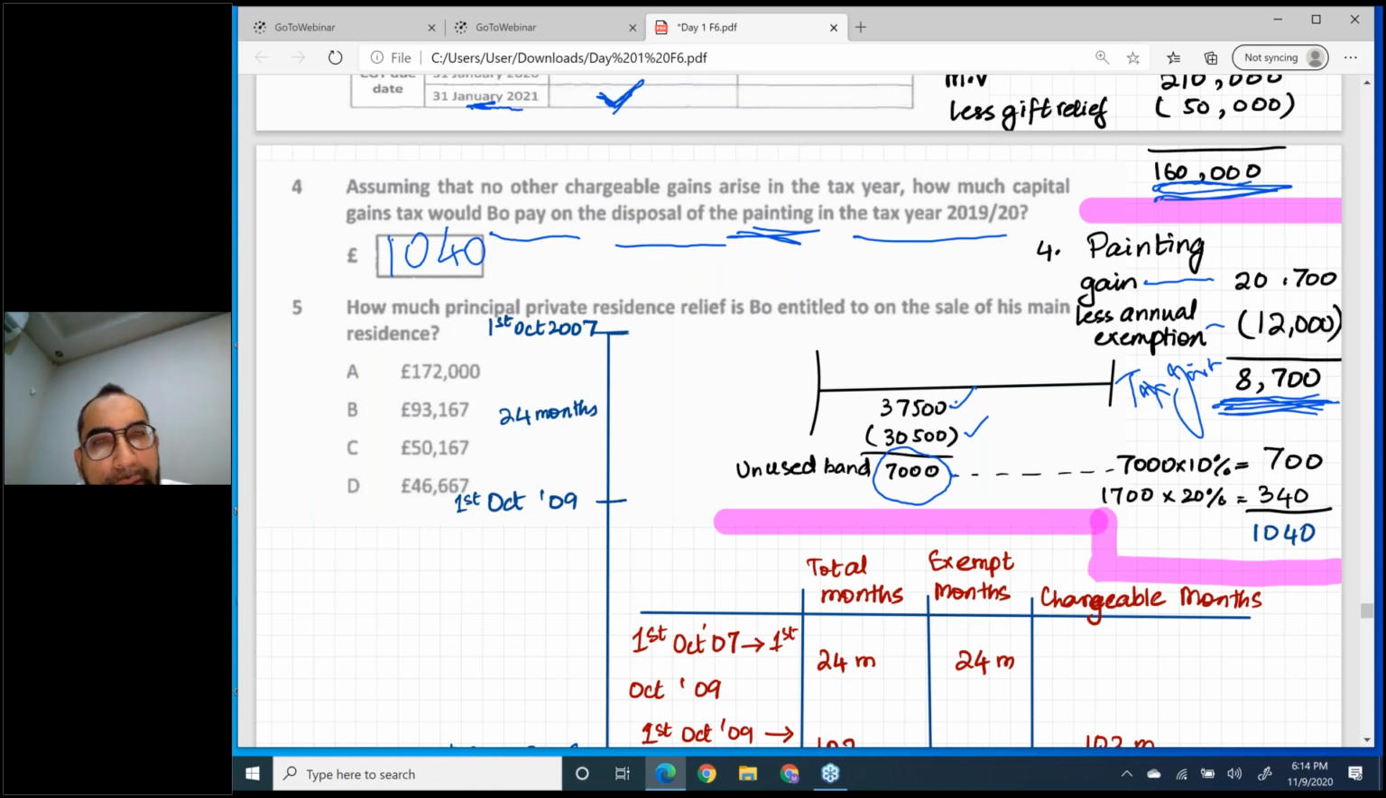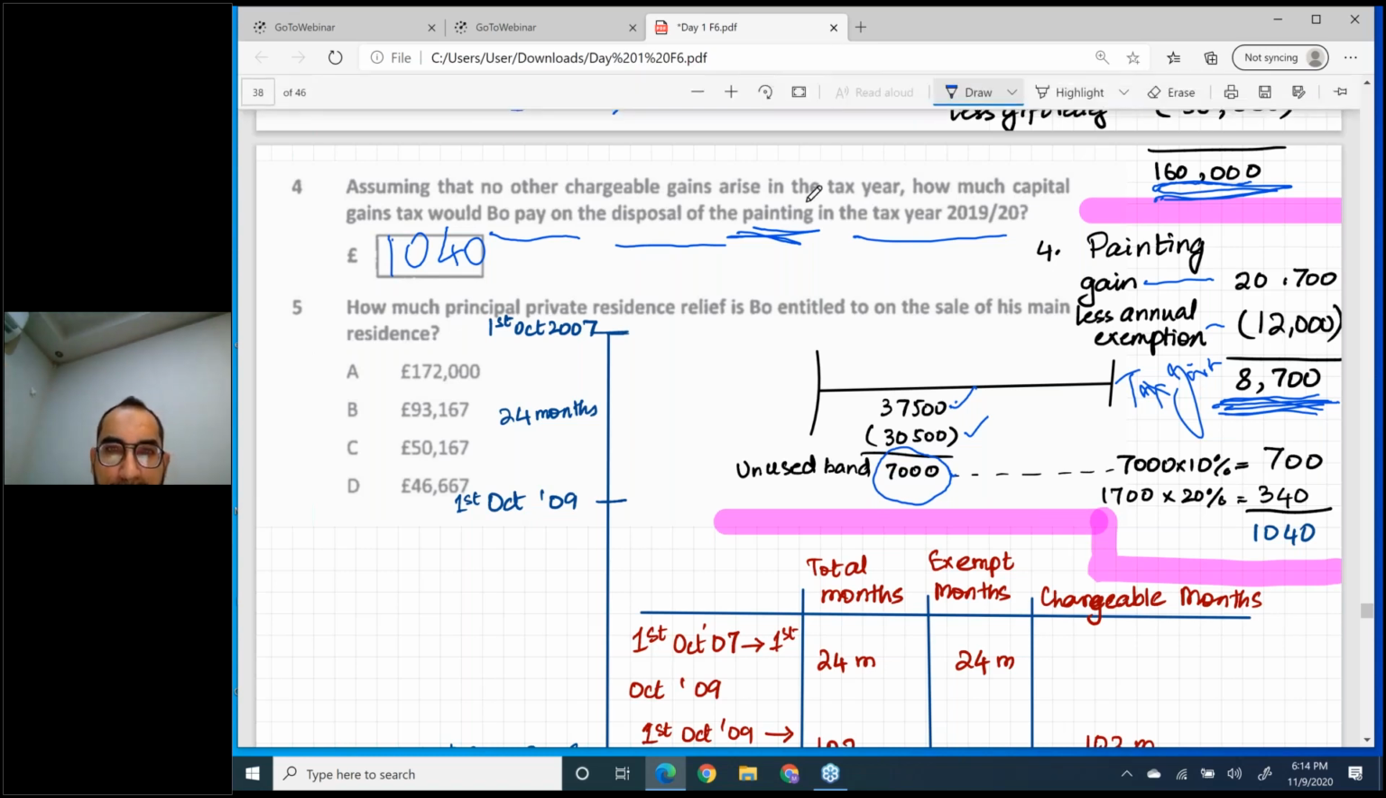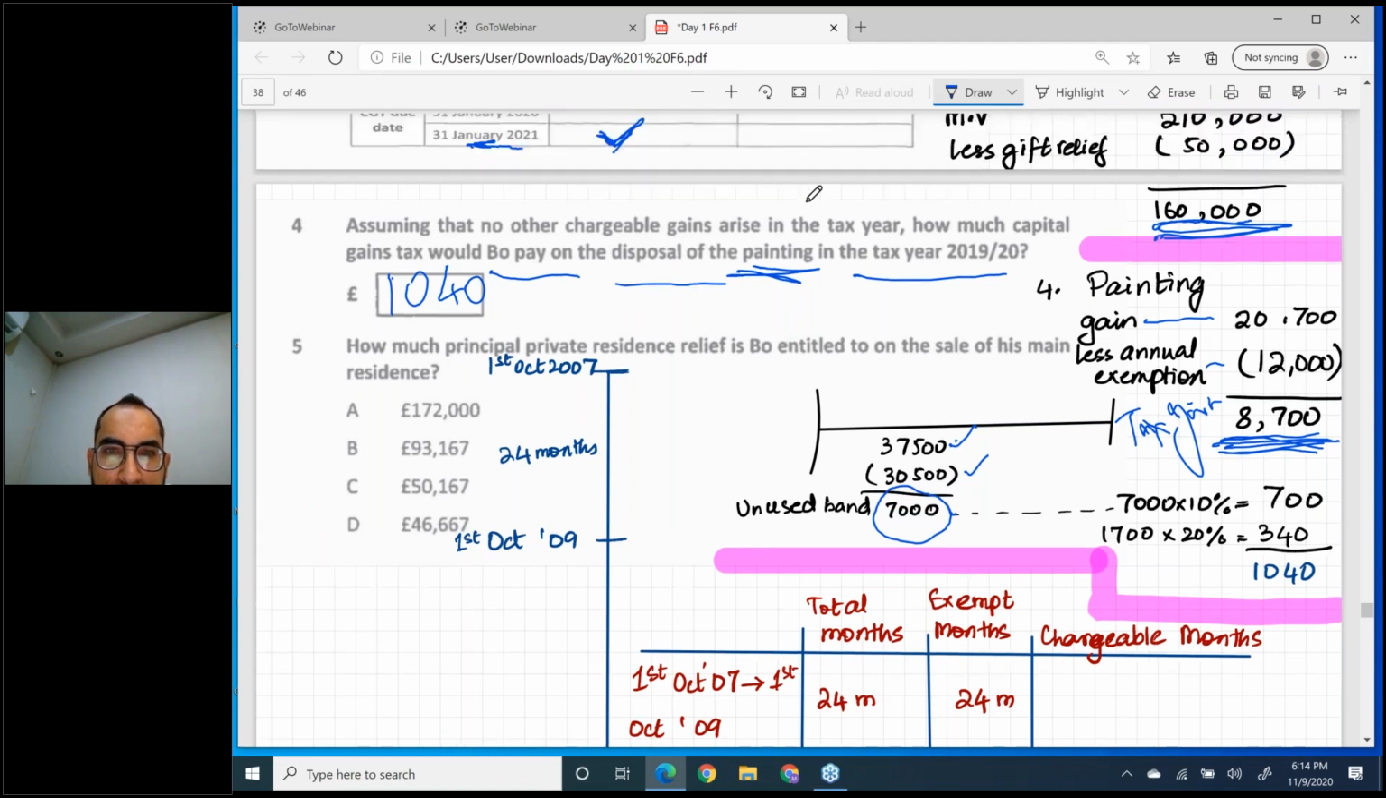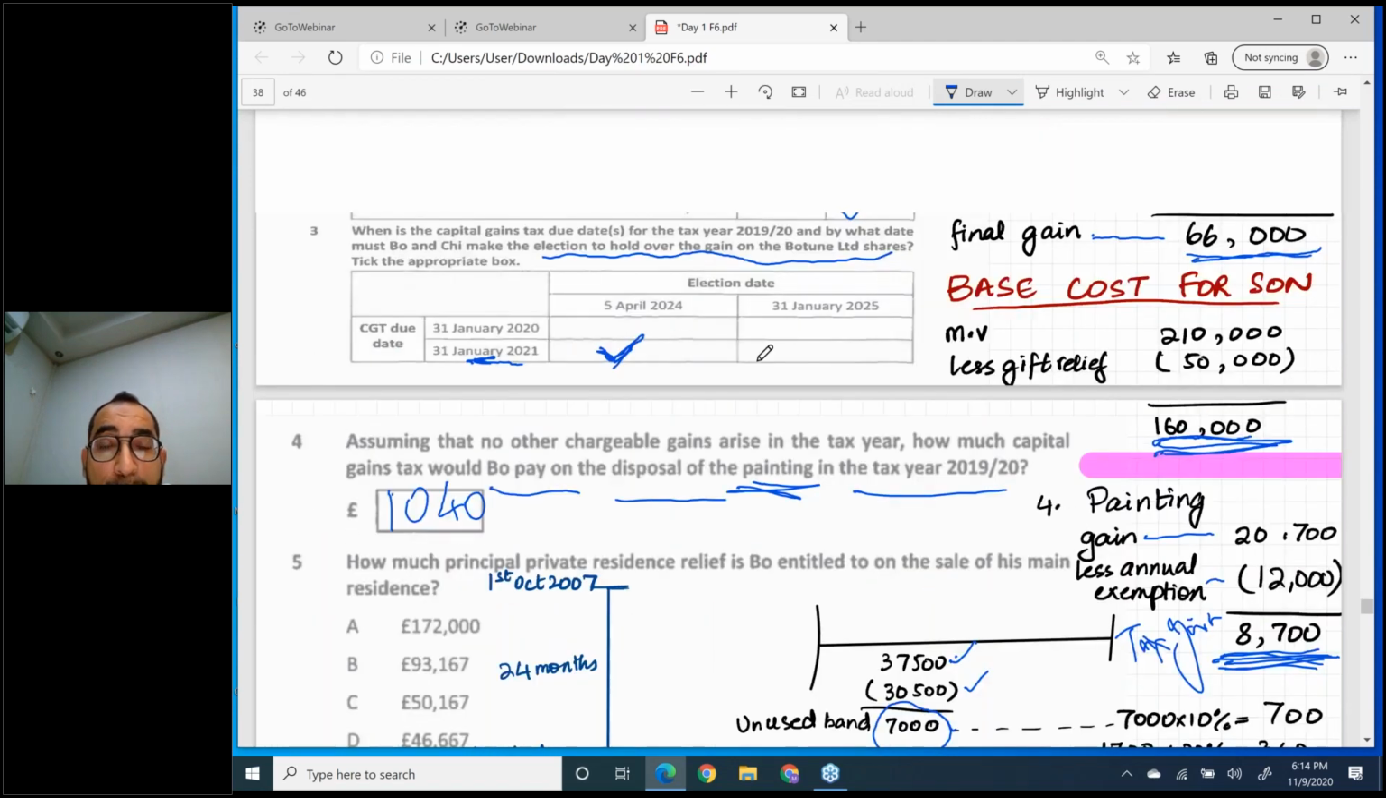Okay, now the last requirement is related to PPR, principal private residence relief. But it's very easy. Let's read the question first, and read it carefully, because I'll move the screen.